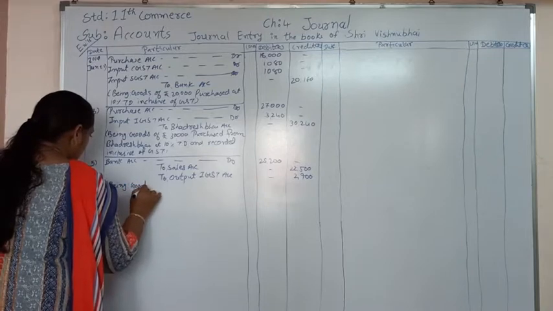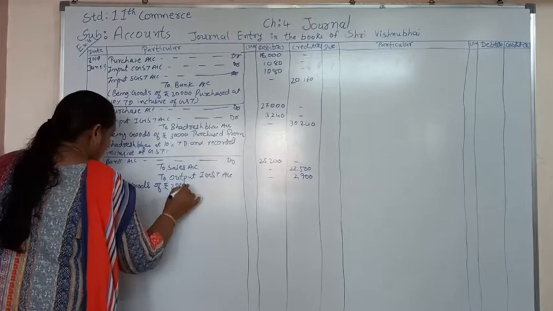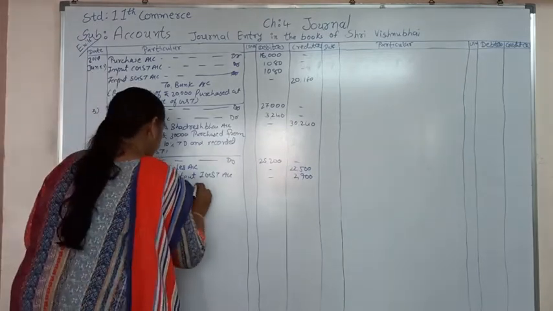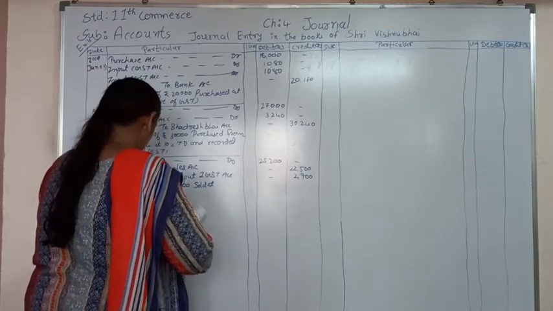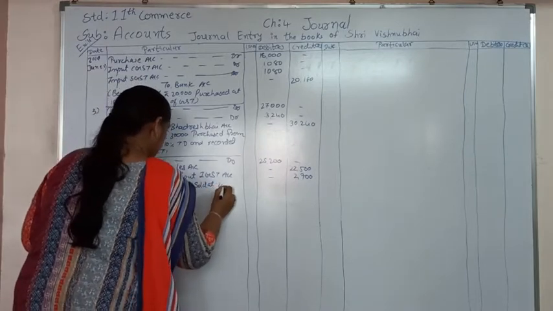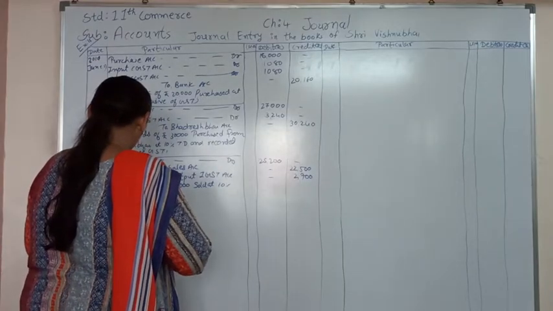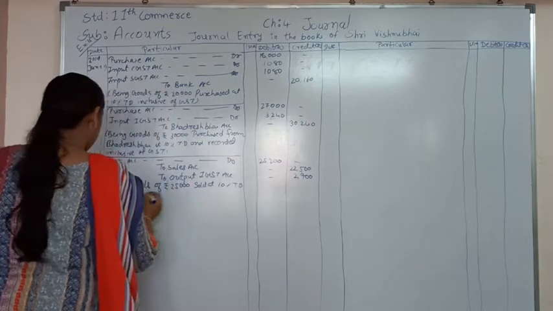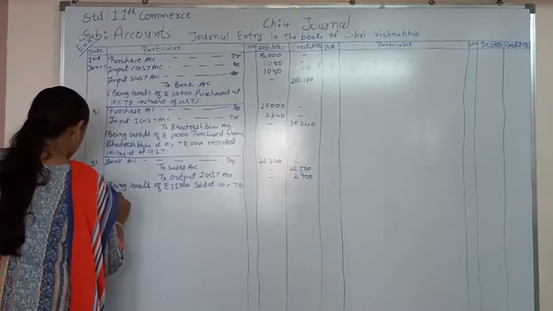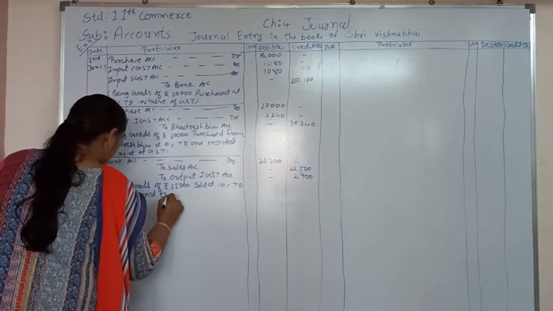Being goods of rupees 25,000 sold at 10% trade discount and amount received through bank.